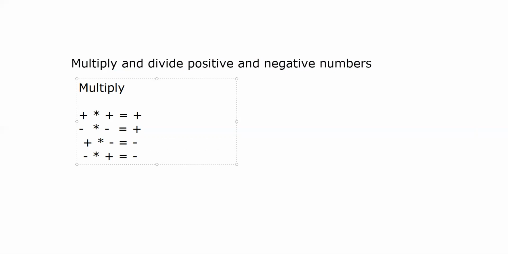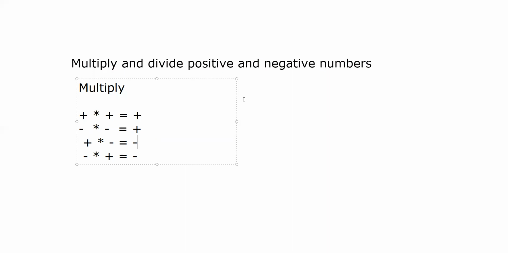Okay. So for multiplying, if you have the same sign, you see how we have the plus and the plus, that's going to be a positive number. If we have negative times a negative, that's also going to be a positive number because it's the same sign. And if we have opposite signs, it doesn't matter which one's the highest number, our answer will be a negative.